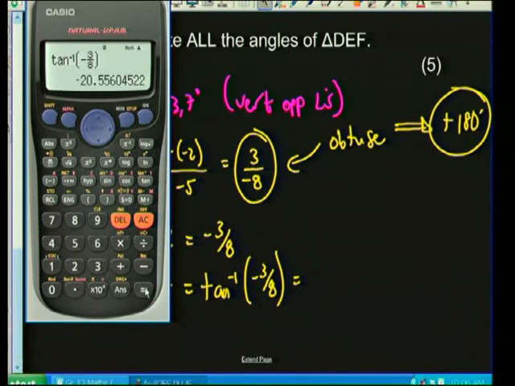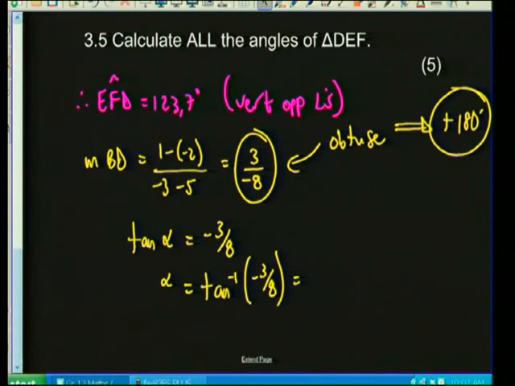Get your answer. And for those of you that are thinking ahead, you will notice that this is an important answer, this negative 20.556. But I'm going to go in just the normal way. I'm going to add 180. And so that's going to give me 159.4439. Because I don't have the question, I'm going to round to one decimal place. And so I'm going to give my answer as 159.4. All right? So this answer here is 159.4.